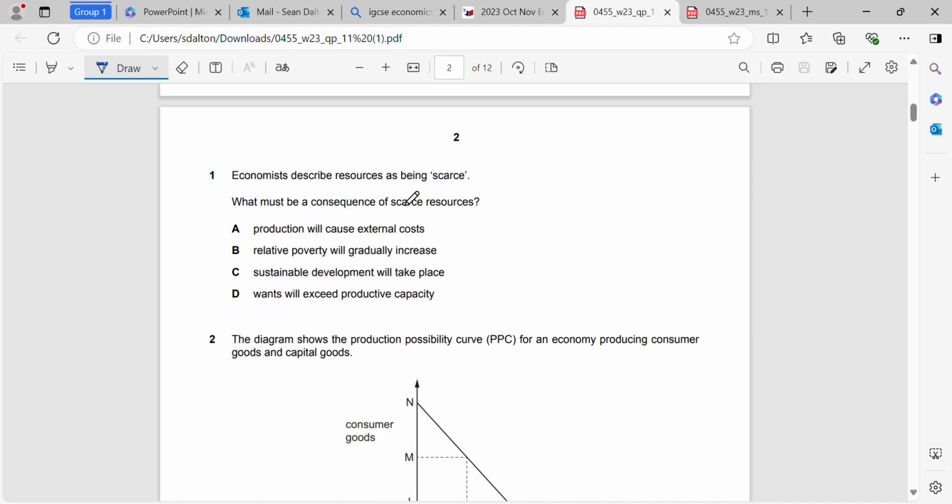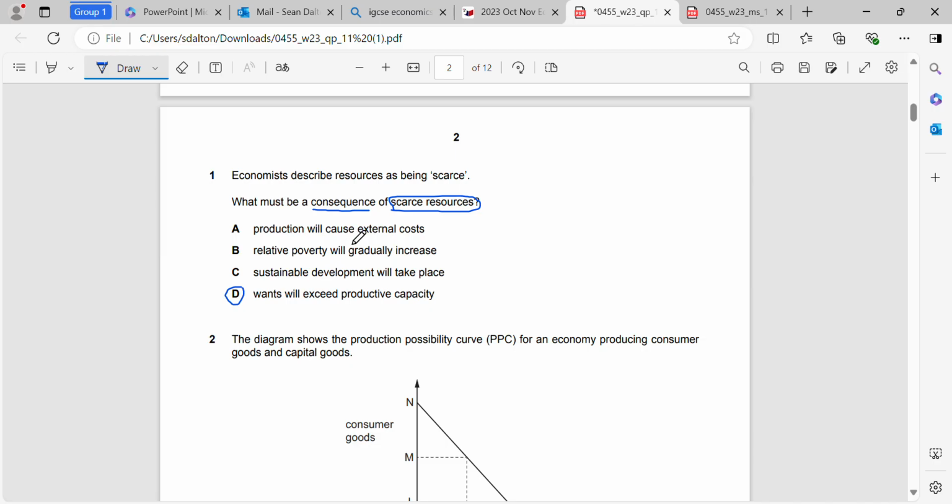Okay, so first question is our basic economic problem. It's asking us about the consequences, so the negative effects of scarce resources. If we go through this systematically, what we'll do is we'll identify the correct answer first, and then we'll go through the incorrect answers. So the basic economic problem, the correct answer here would be D. That is where wants will exceed productive capacity. So our basic economic problem is that we have unlimited wants and limited resources. So if we knew that, we would be able to answer this question correctly.